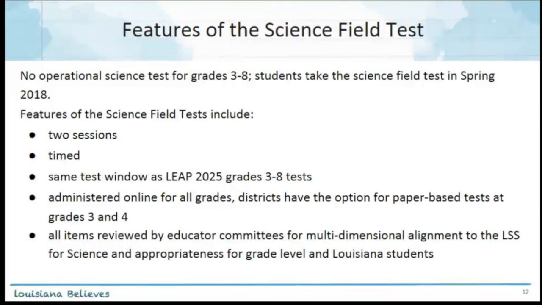So for right now, it is in the science assessment guide how much time the kids are going to get for session 1 and session 2. But even though it's timed, they can only have that amount of time. That can be adjusted when the test becomes operational. It's going to be given in the same test window as all the other grades 3 through 8 tests. We are going to have online tests except for grade 3, 4. They do have an option of paper-based. Okay? And again, all the items that are on these field tests have been reviewed by educators to make sure that they are meeting the standard and that they're grade level appropriate.